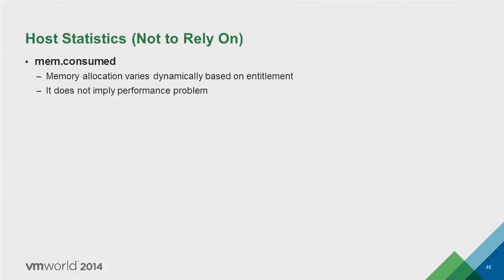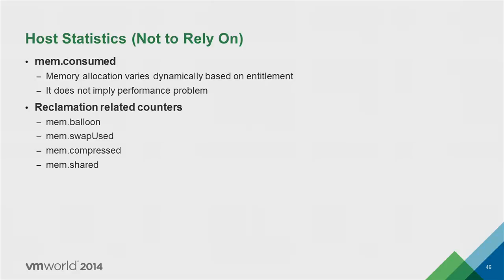So the first counter is consumed. For consumed memory, the memory allocation varies dynamically based on its entitlement. So if you see a VM with very, very small consumed memory, it may be simply because this VM is just idle. So consumed memory doesn't imply any performance problem.